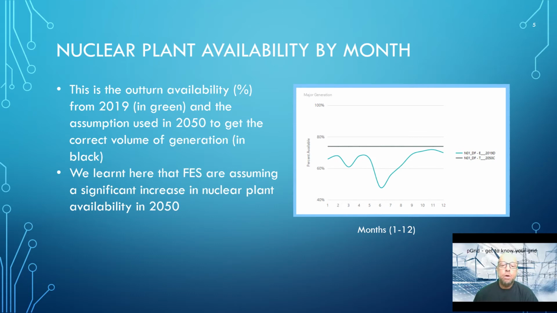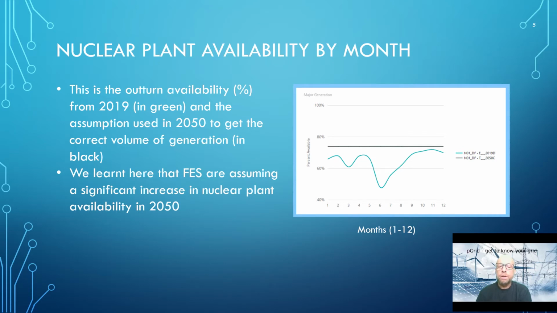Now, we said we'd have a little look at that nuclear plant, and we saw the nuclear plant earlier, and the nuclear plant has an availability. That availability is applied to the capacity that's put in the system, and basically we've got here a little graph just to show you how we reference data to help us understand what's going on. So the black line there is the assumption we've used for 2050, and the blue line, or the green line, is the assumption we had in 2019, just as a reference, just to compare.